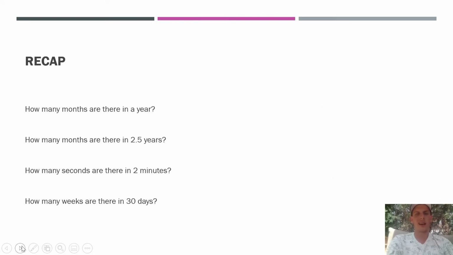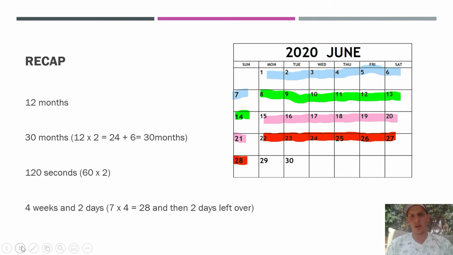And then the last question was how many weeks are there in 30 days? Okay, now remember, a week is 7 days. So the month of June has 30 days. So I thought this would be helpful. So I've marked out each of the 7 days. So first 7 days, that's 1 week. Next 7 days, that's 2 weeks. Next 7 days, that's 3 weeks. Next 7 days, that's 4 weeks. And then we've got 2 left over. So it would be 4 weeks and 2 days.